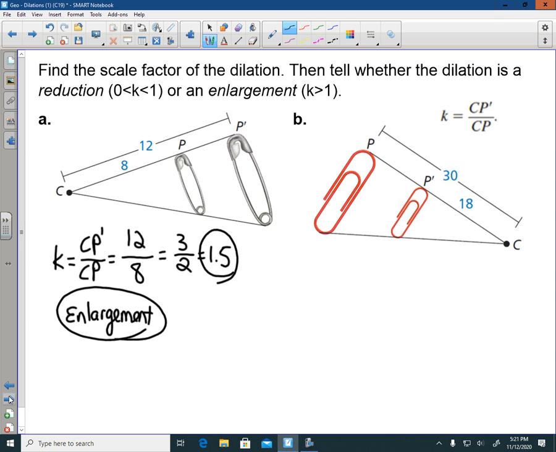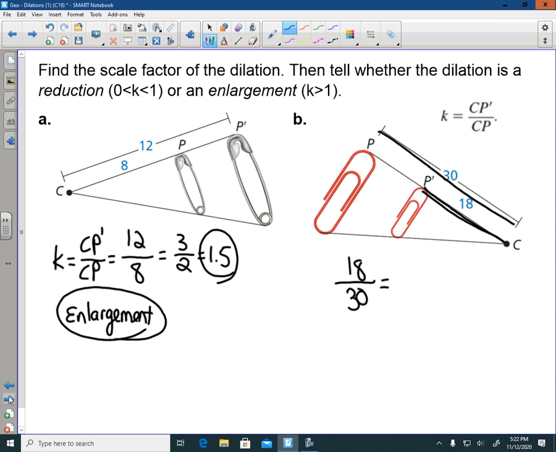Now looking at B, I bet we can guess that it's going to be a reduction, but let's calculate it and see. The distance between C and P prime in this case is 18. See that? CP prime. And then the distance from C to P, way out here, is 30. And so we have 18 divided by 30, and you can just plug this into a calculator if you want to. We'll turn your calculator on, Miss Waite, 18 divided by 30.